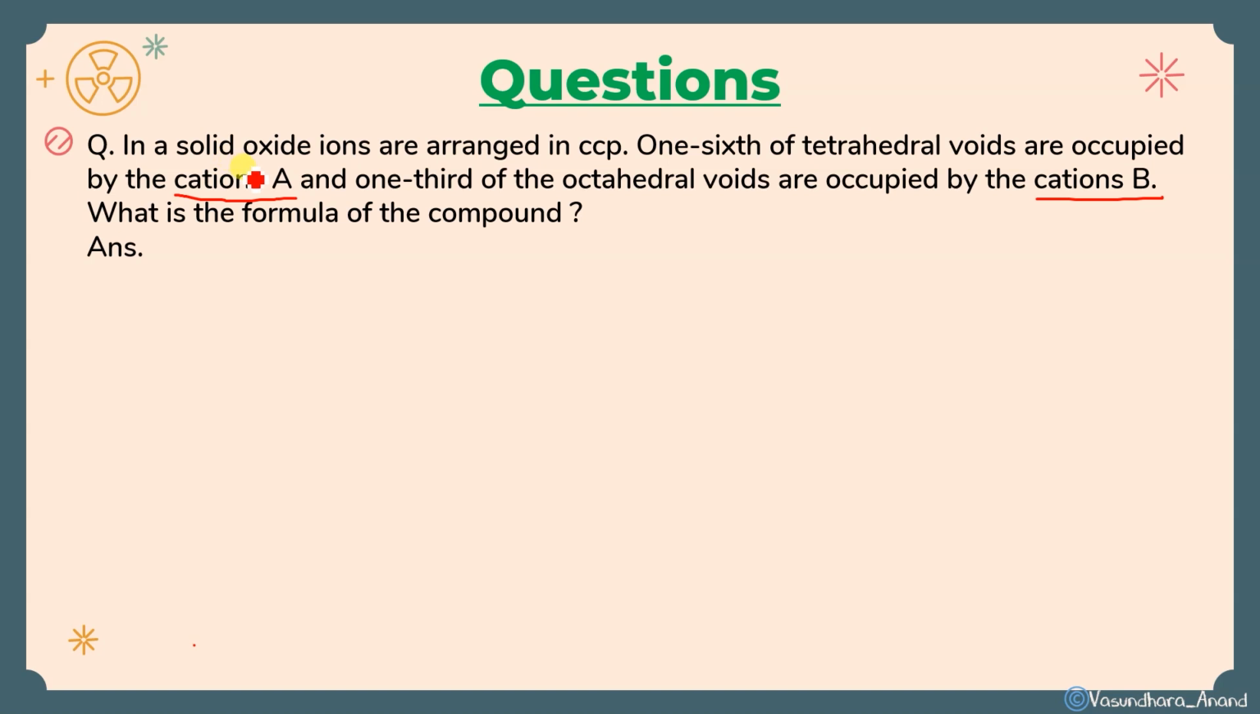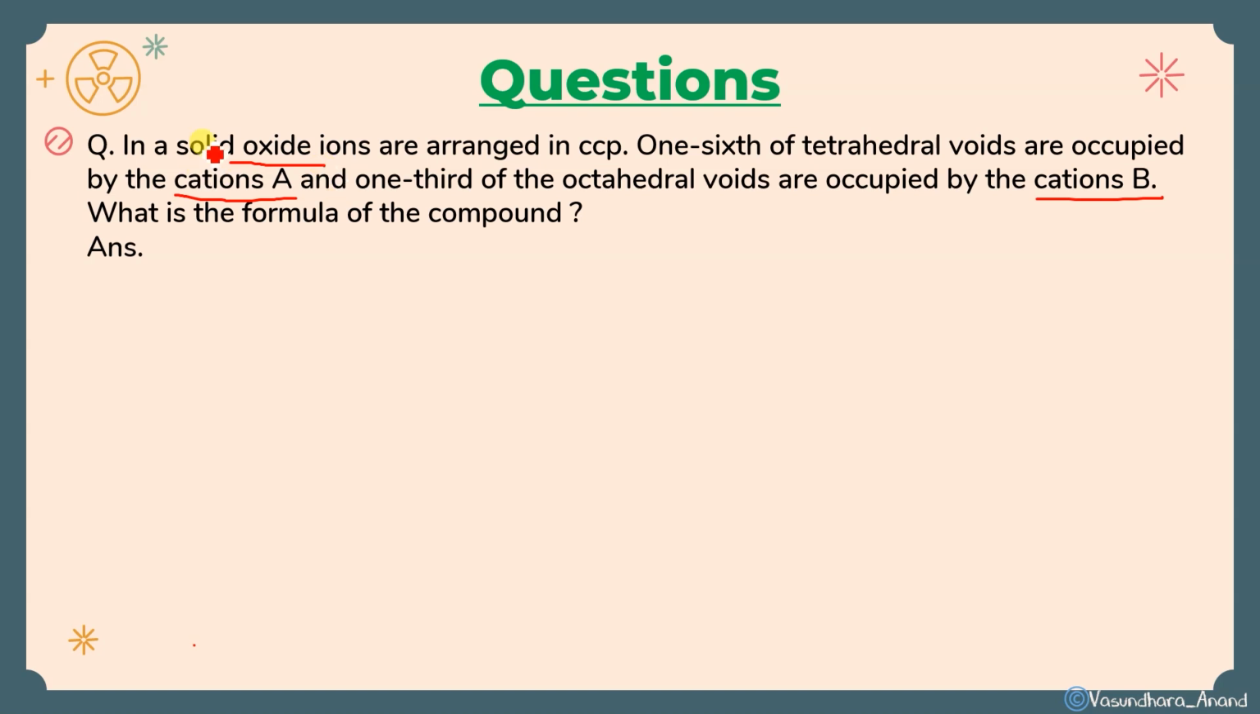I'm just telling you one thing: if the anion is there, the anion size is bigger, so it will always be at the corner. It will never be in the void. A cation can be in the void because cation size is smaller. So the void will always be occupied by the cation, or you can say the cation exists in between the void only, while the anions occupy the corner positions.